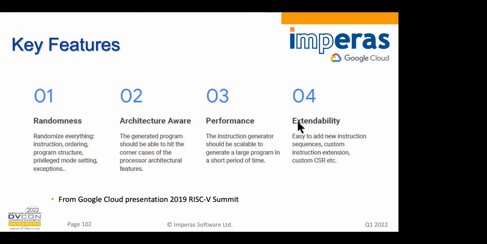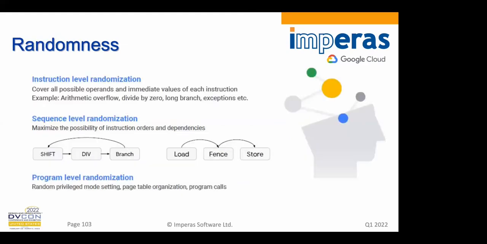It's got to be randomized, where you randomize everything to do with instructions, the ordering, the program, the privilege mode. You have to be aware of the architectures. So you're trying to push tests into the corner cases. And it's got to be scalable to generate large programs if you want, and it needs to be extendable so that you can add your own instructions and things if you want.